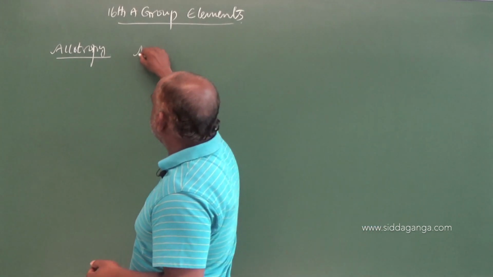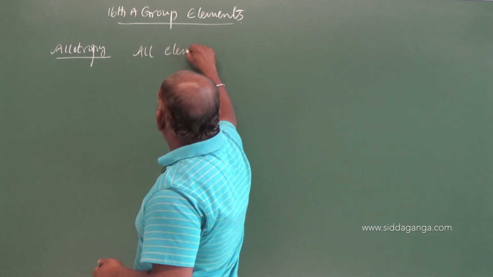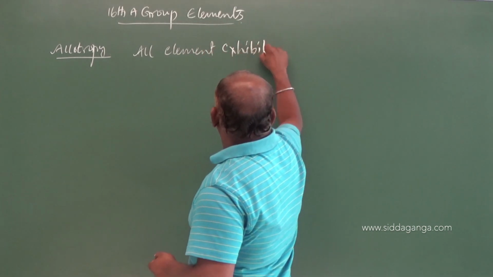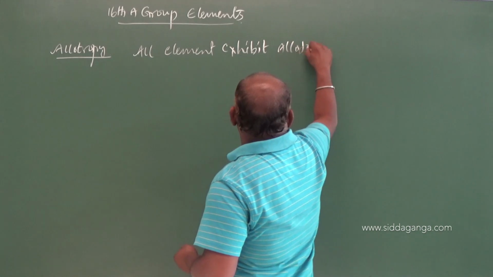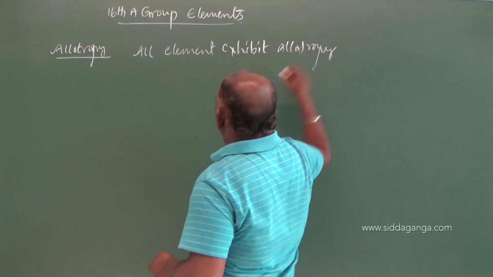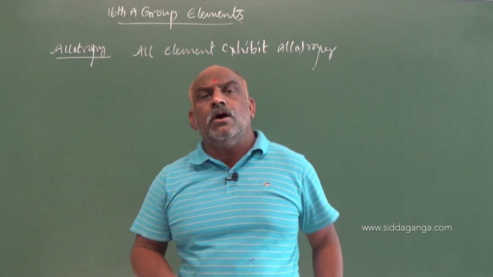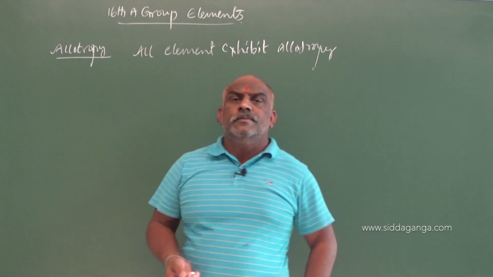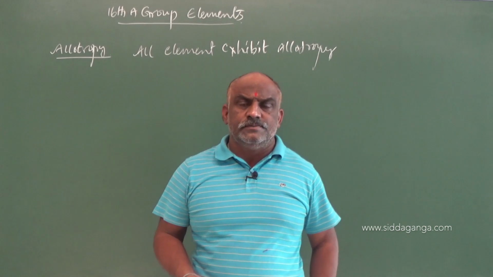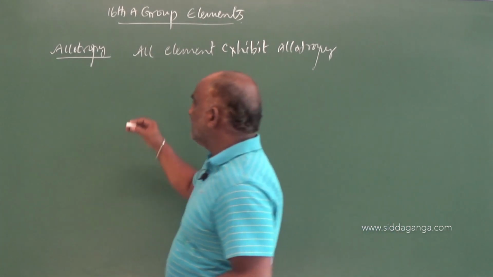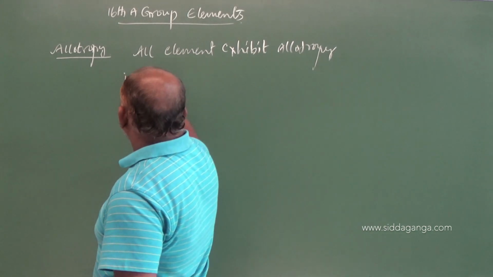All elements exhibit allotropy. Make a note, my dear students, in 16th group elements, all elements exhibit allotropies. So here, one and only element, that is oxygen.